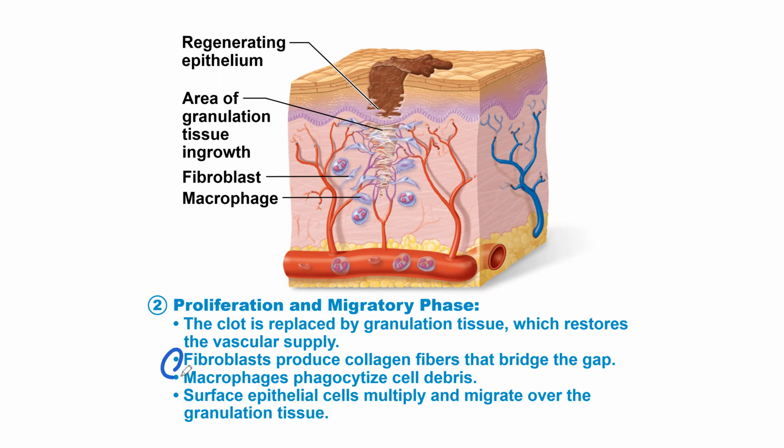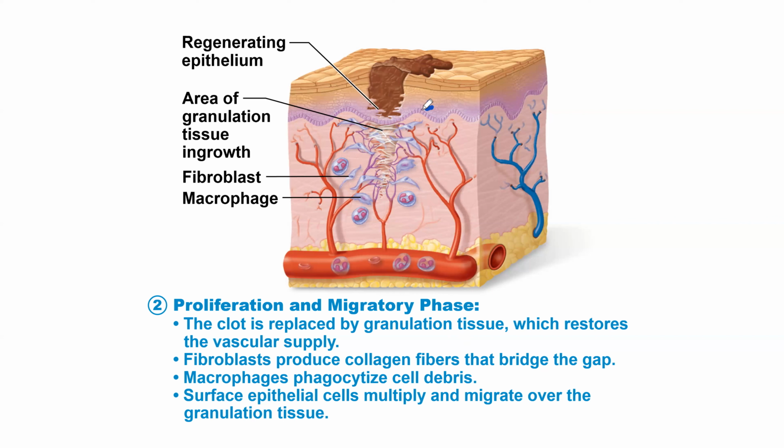Fibroblasts produce collagen fibers that bridge the gap. Macrophages, that is a type of white blood cell, phagocytize cell debris, and surface epithelial cells multiply and migrate over the granulation tissue. Right, so here's your granulation tissue that is formed, and again, it's formed by fibroblasts, white blood cells, and macrophages, that is another type of white blood cell. But on top of it, the epithelial tissue will migrate and seal this granulation tissue, right?